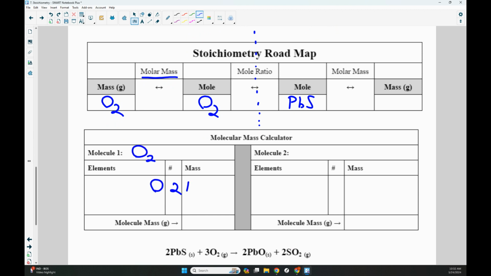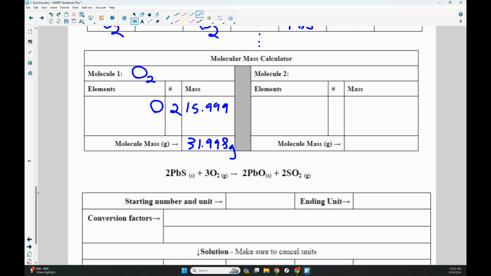We've got 2 oxygen atoms, each with a mass of 15.999 grams. So when we add those together, we're going to end up with 31.998 grams. So that is the mass of 1 mole of oxygen. That's going to be one of our conversion factors down below. Let's keep going down here.